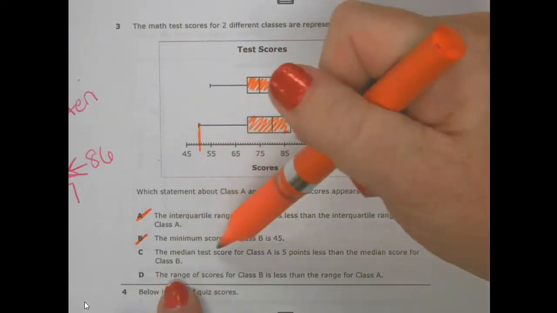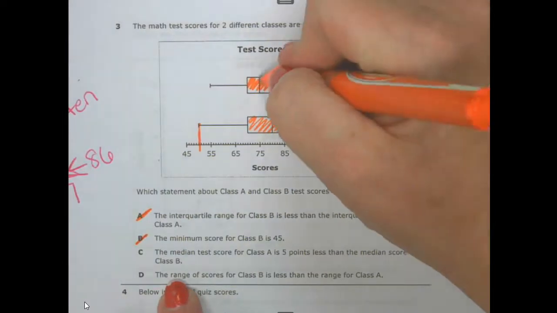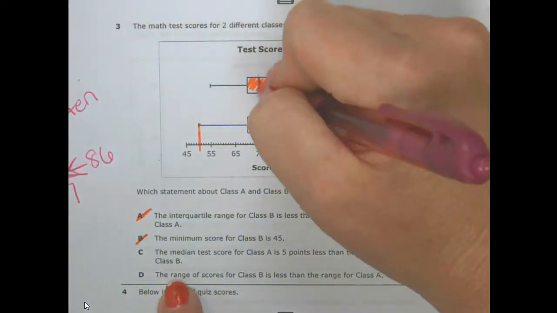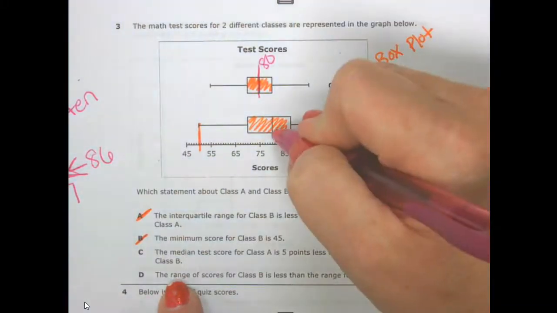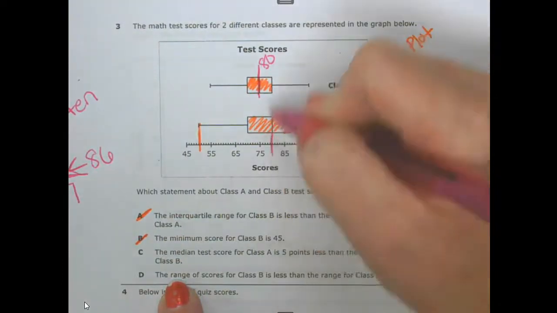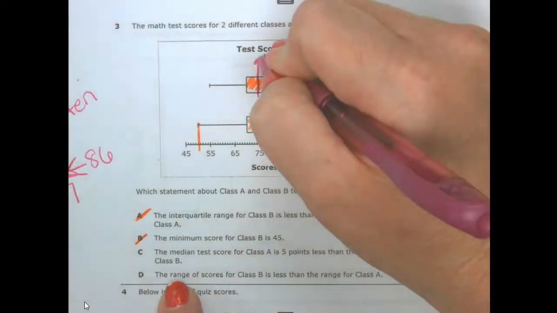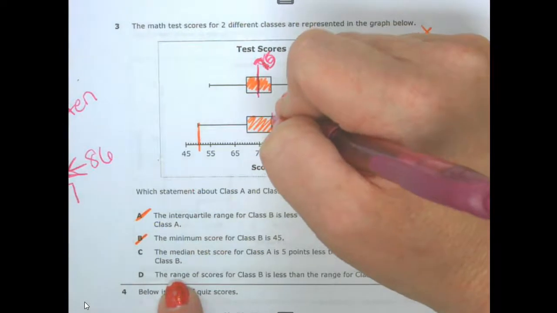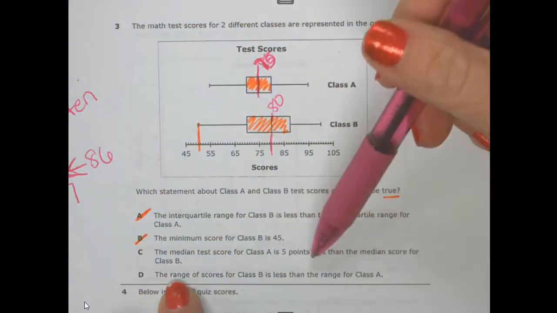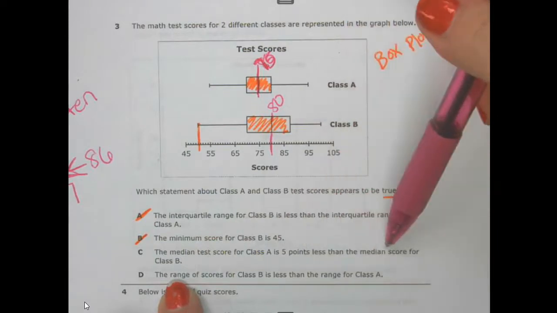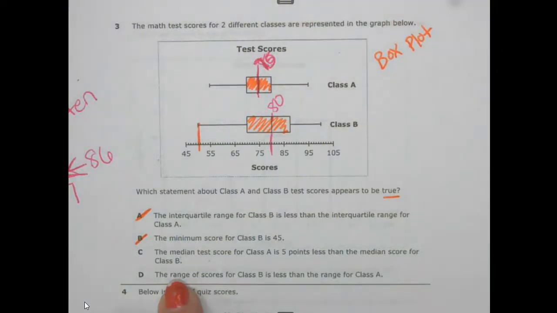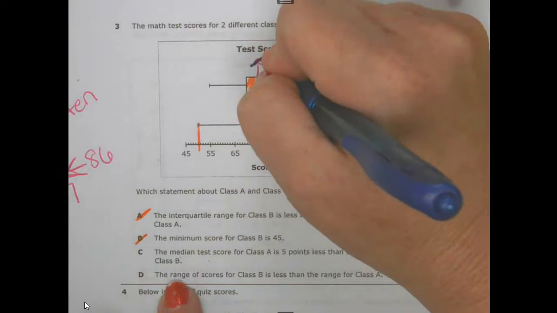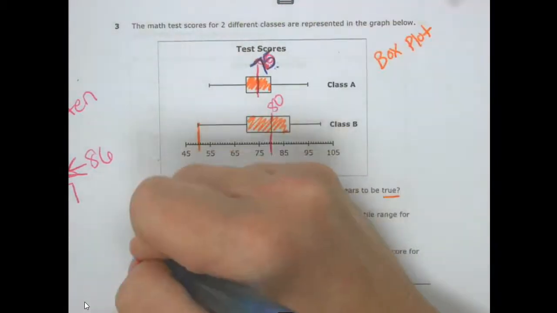The median score for Class A is right here, and it is about 80. The median score here, this is 75, and this is 80. It's 5 points less than the median score for Class B. Is Class A 5 less? Yes, it is 5 less, so this could be my answer.